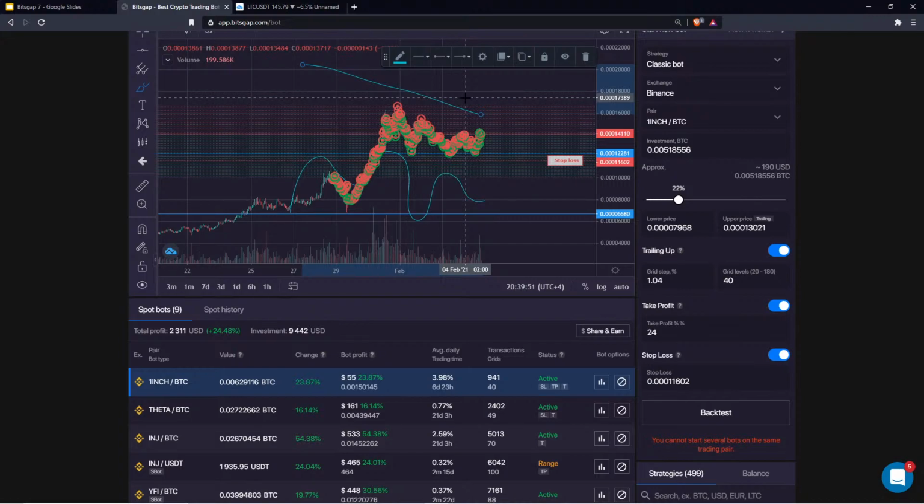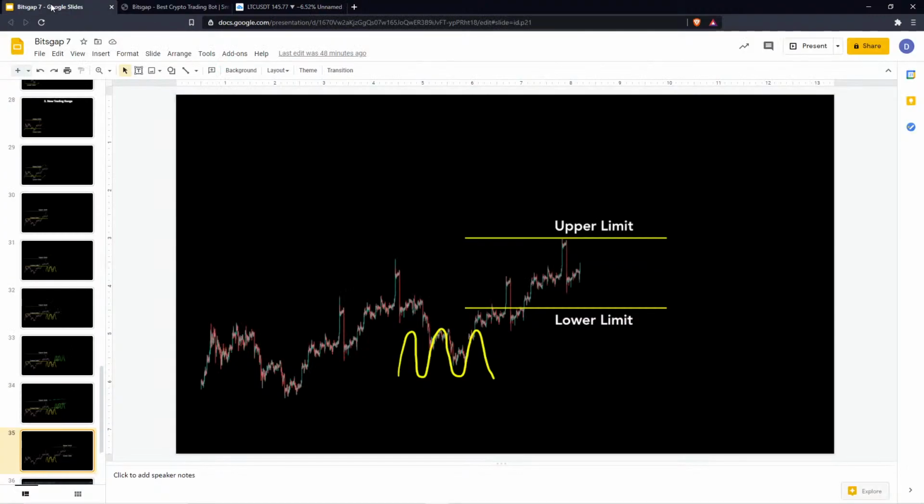Basically, by letting the bot follow the market rally, you maximize the returns because the value of the base currency keeps appreciating and you provide the bot with more opportunities to trade on this rally. So that's the idea. And of course, the big question is, what about the stop loss?